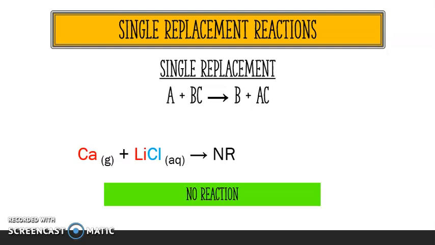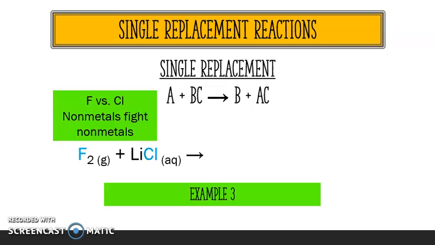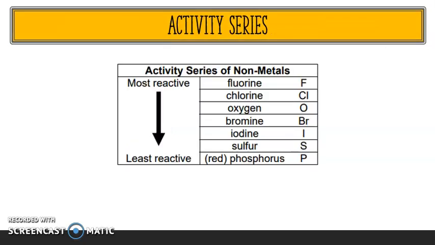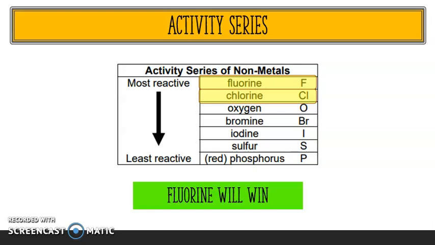Well, let's take a look at one more example. How about fluorine added with lithium chloride? Again, you're going to want to take a moment and just decide what type of elements we're dealing with here. In this case, both fluorine and chlorine are nonmetals. They're going to fight each other. And what are they fighting for? They're fighting for lithium. Who's going to win? We need a fight chart. We need to see how these fighters are ranked. And according to this non-metal activity series, we can see that fluorine is actually more active than chlorine. What that means? Fluorine will win this fight.